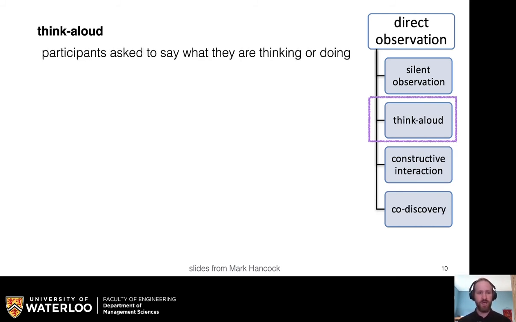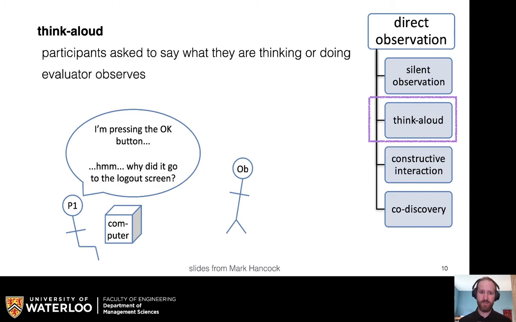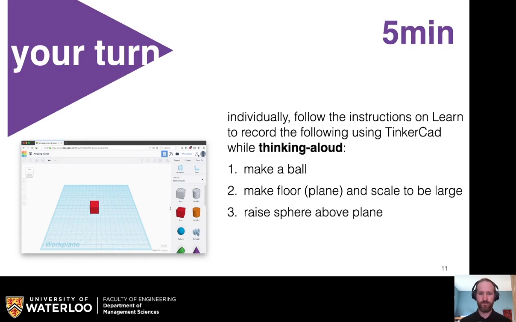The think aloud method involves asking the participant to say what they're thinking or doing. The evaluator observes this. So you have the participant say, I'm pressing the OK button. Why did it go to the logout screen? And so as an observer, you now know that they're confused about the change of the interface, why it's going to the logout screen. You might have been able to observe that naturally, but there are some additional insights that you can gain from asking them to think aloud.